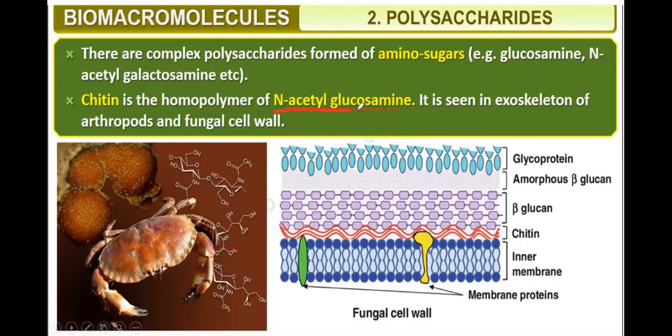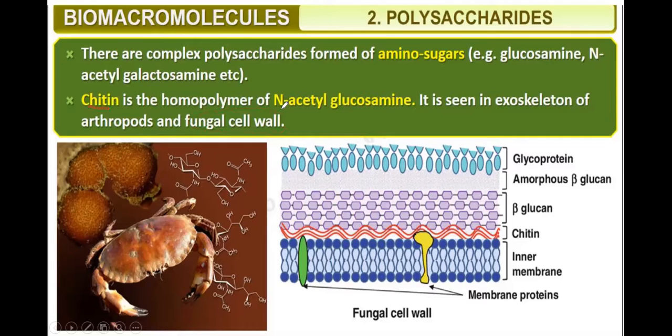What is N-acetyl glucosamine? It is a complex polysaccharide unit. It is seen in the exoskeleton of arthropods and fungal cell walls, where you will find chitin. Chitin is present in the exoskeleton of arthropods. Arthropod means insect, and fungal cell walls.